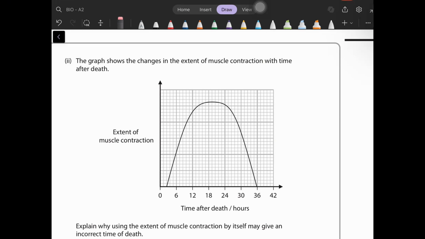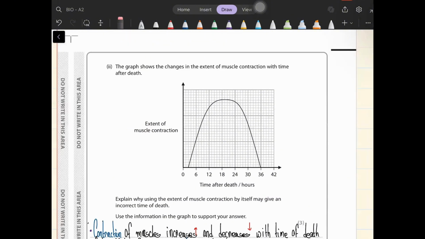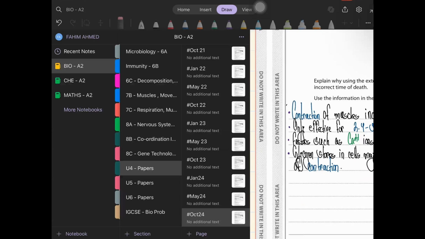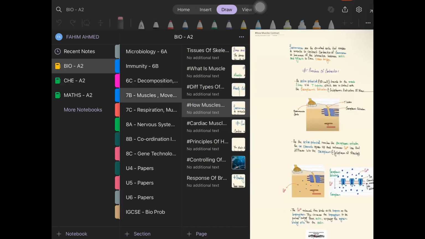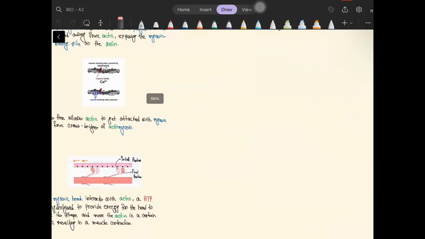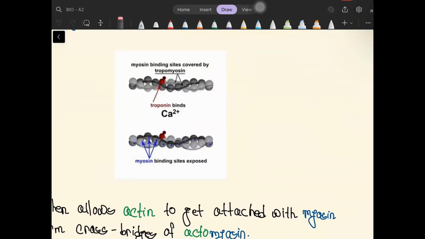Calcium ion that is needed for muscle contraction may run out of supply as well. Just give me a moment, let me do a recap on that. So there are these two components, actin and myosin filament, right? A muscle contracts due to the interaction between the actin and myosin filament to form actomyosin cross bridges, right?